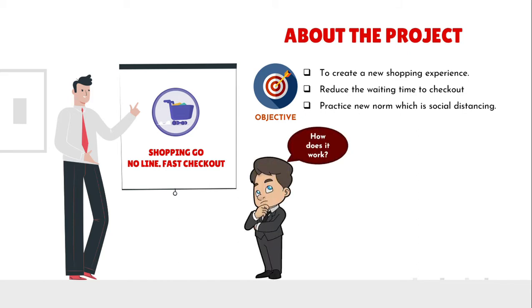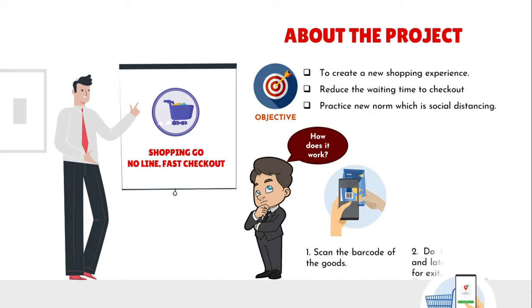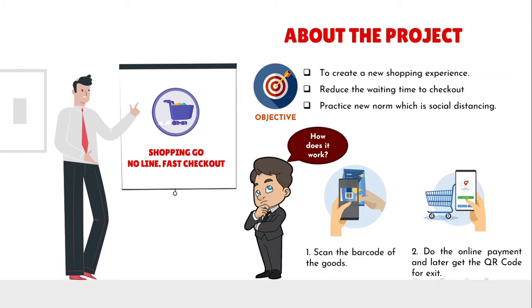So how does this app work? It's easy. All you have to do is just scan the items that you want and it will automatically and virtually update on your checkout basket. Once you've done your shopping, you can pay using the online platform or with your credit or debit card. And later, the app will generate the QR code for the exit.